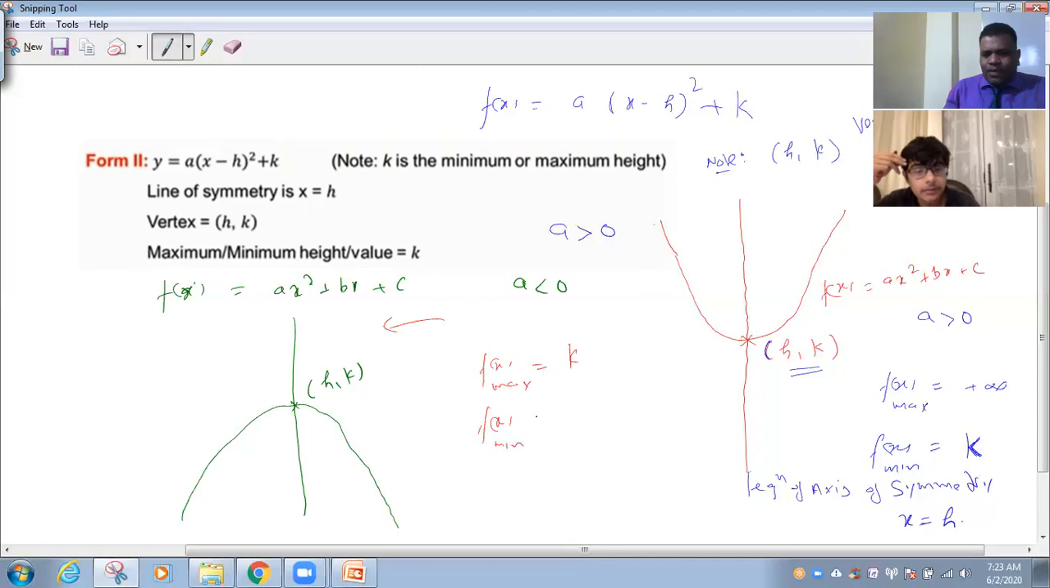Minus infinity. What is the axis of symmetry? Equation of the axis of symmetry. x is equal to h, right? So I think the concepts are very crystal clear.